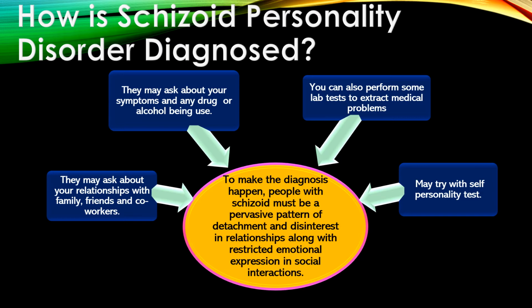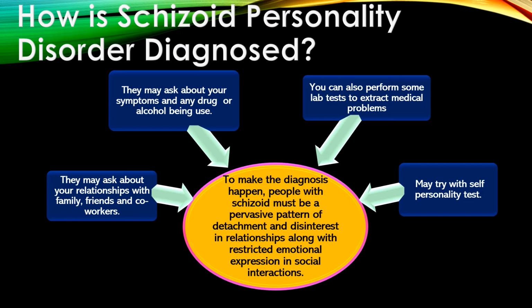How is schizoid personality disorder diagnosed? There are no lab tests used in the diagnosis of schizoid personality disorder. Usually, the diagnosis comes after a thorough interview by the doctor. The physician will ask about symptoms and the mental well-being of the patient. Aside from that, the medical, psychiatric, and social history of the individual will be taken.